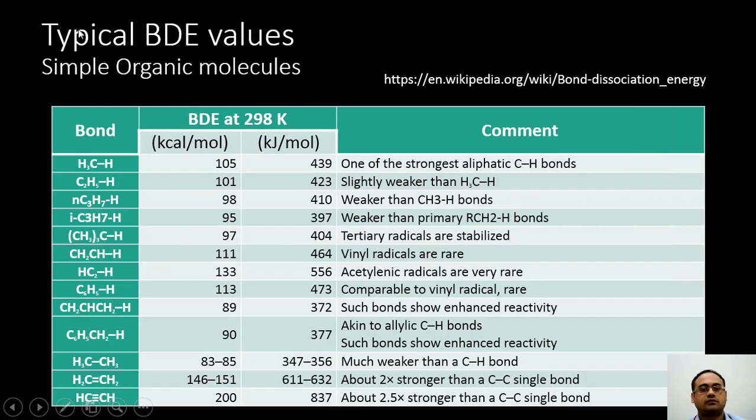And these are some of the typical bond dissociation energies for small organic compounds, and you will find that most of these values are above 95 kilocalories per mole. Of note is the fact that the difference between single, double and triple bonds is not always what you expect. So we can discuss these trends in these bond dissociation energies in detail later on.